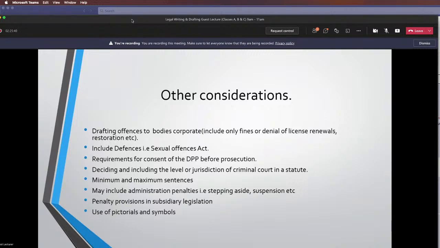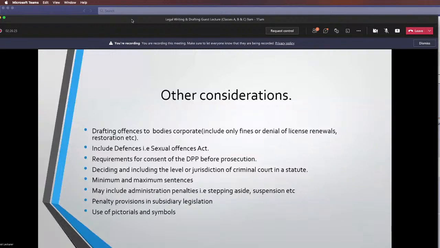Now, again, there are requirements for consent of the DPP before prosecution. Remember, currently, the DPP is constitutionally the office which prosecutes publicly. Formerly, it was Attorney General. So, in several acts, we still find consent of the AG, but currently, with the new constitution, it's consent of the DPP. So, again, requirements for this consent of the DPP is necessary in certain offenses. If you look at the Public Order Act, it says no prosecution under this section shall commence without the written consent of the Director of Public Prosecution. So certain offenses, you cannot commence them without that requirement.